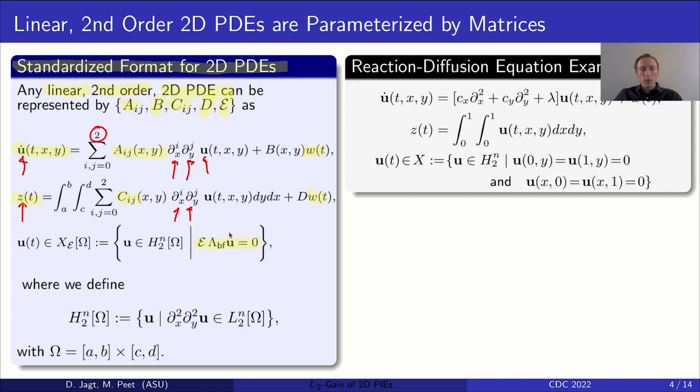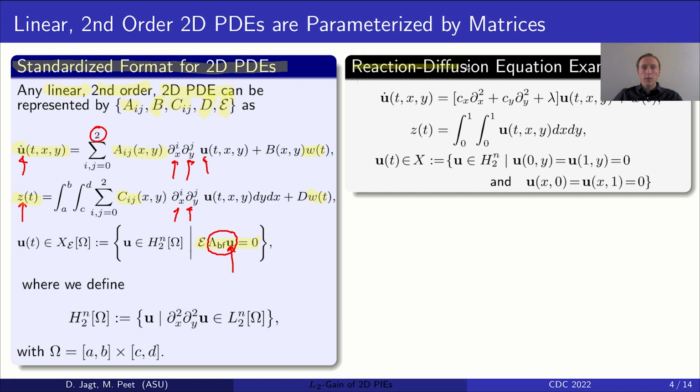So in this format, we use this full boundary vector, lambda_bf, to describe our boundary conditions. And this full boundary vector basically collects a bunch of values of the state as well as derivatives of the state along the boundary of the domain, allowing us to represent a very general class of boundary conditions, as we will discuss in more detail in the next slide.